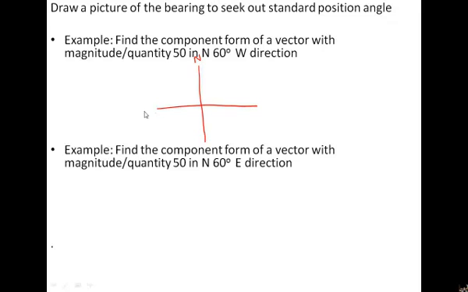Alright, so here's my north, here's my west. 60 degrees west of north. I'm going to go 60 degrees west of north, and it's going to be at a magnitude of 50, or a quantity of 50.